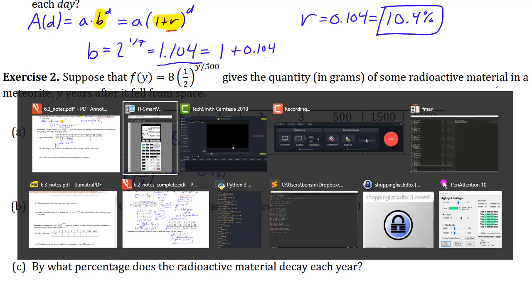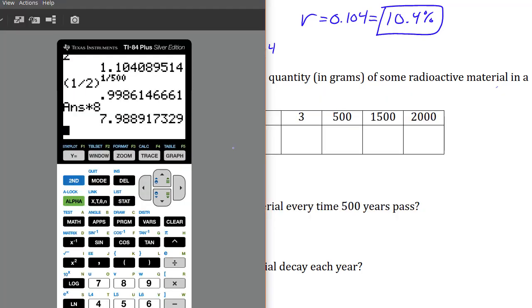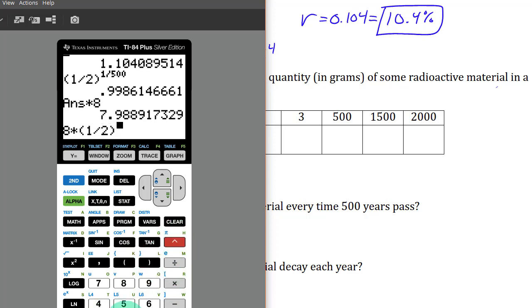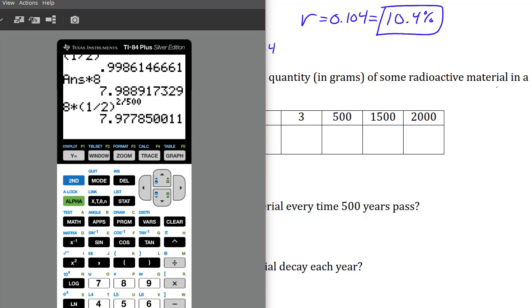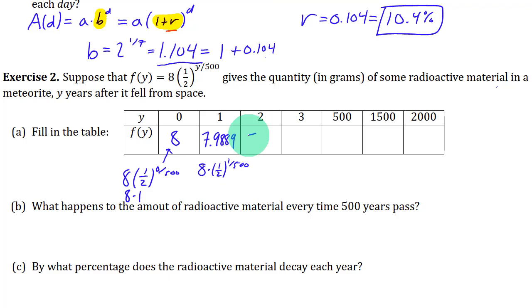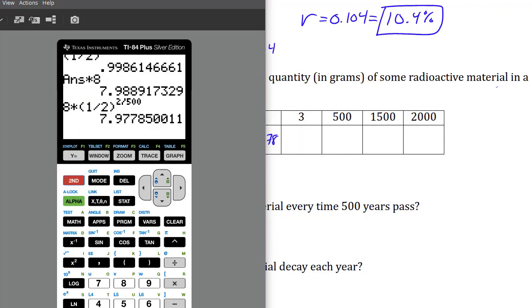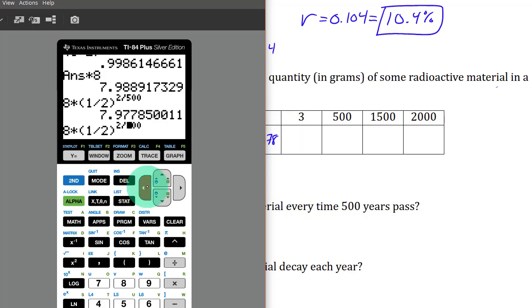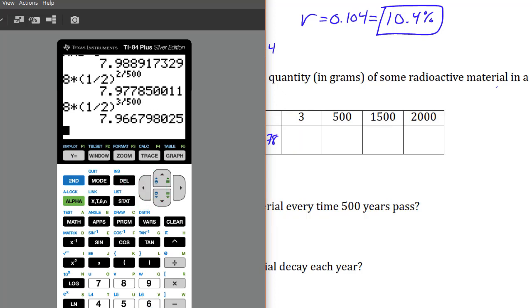All right, after 2 years, we're going to plug in a 2 into this formula. It's going to be 7.9778. Let's call it 7.978. Plug in 3, second entry brings that up, so I can quickly change that 2 to a 3. You get 7.967.